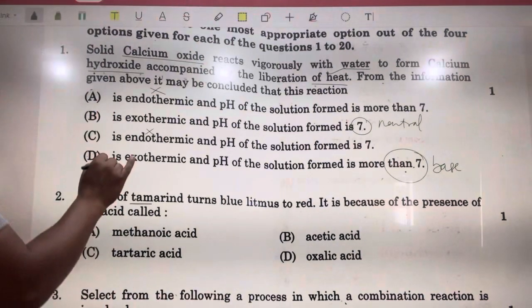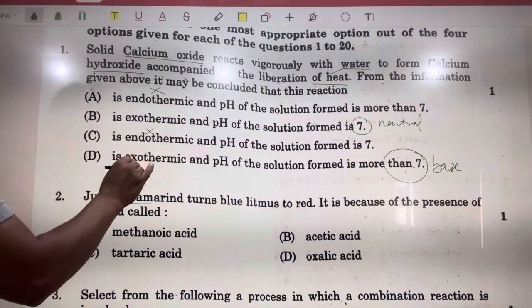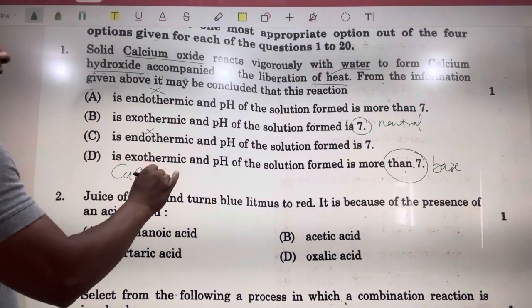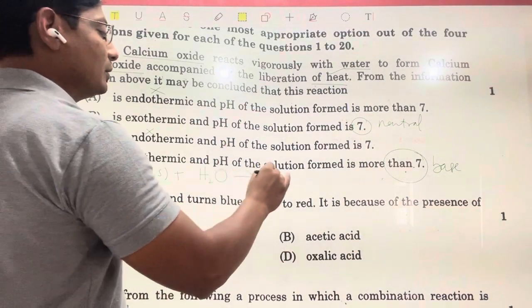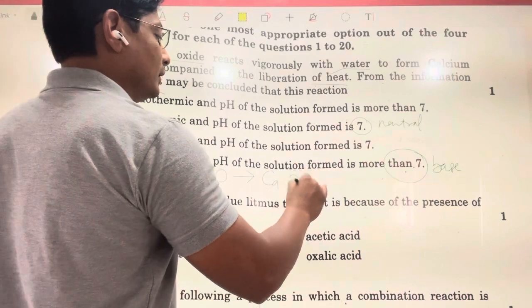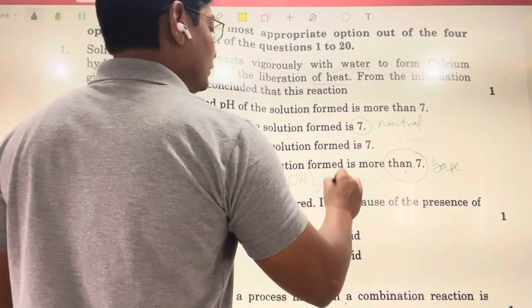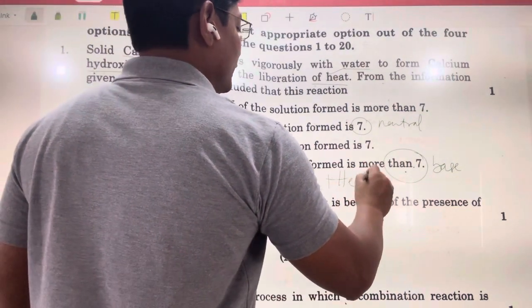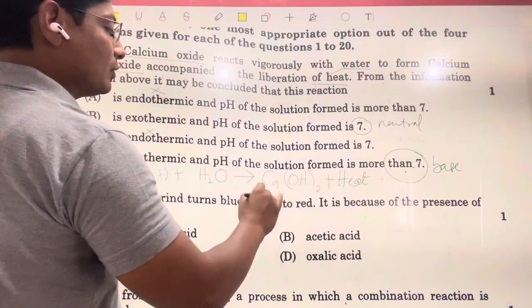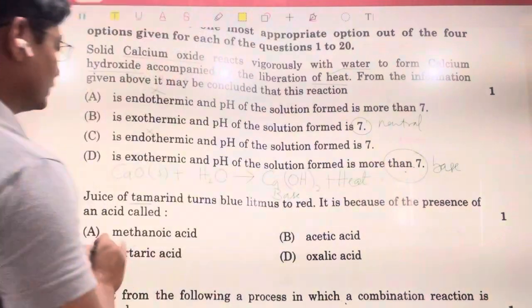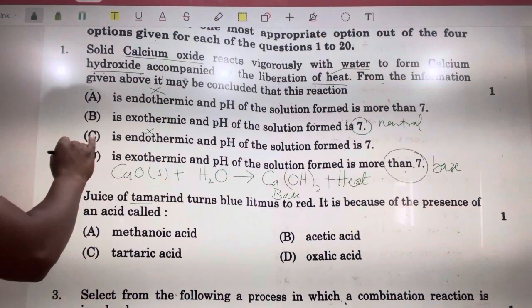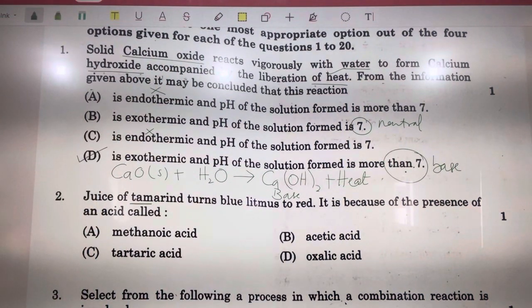So let us try to write quickly the reaction. So solid calcium oxide is this and it reacts with the water. So it is going to produce calcium hydroxide, Ca(OH)2, and it is going to liberate lots of heat. So now Ca(OH)2, calcium hydroxide, is a base, basic in nature. So therefore this would be the correct option, that it is having more than 7 pH. Okay, so therefore option D is the correct option.